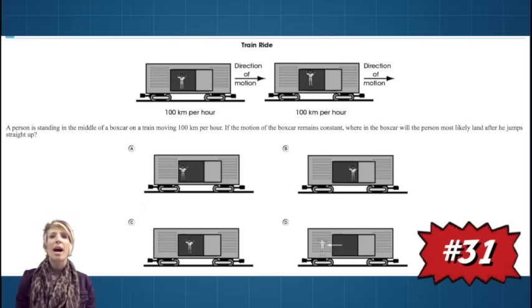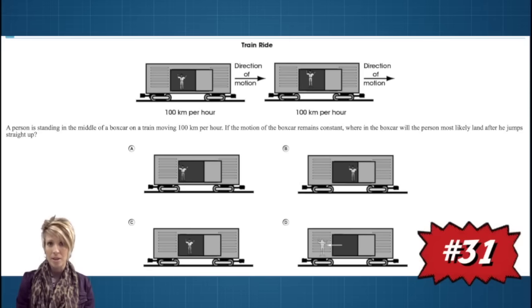Okay, next one. I see we've got a train boxcar here. And if we look at the picture up top there, it says on the left-hand side that it's going 100 kilometers per hour. And there's a person riding on that train. It shows the direction of motion is moving to the right. And then that person that's inside that car, it's still going 100 kilometers per hour, jumps up. So here's the question. A person is standing in the middle of a boxcar on a train moving 100 kilometers per hour. If the motion of the boxcar remains constant, where in the boxcar will the person most likely land after he jumps straight up?